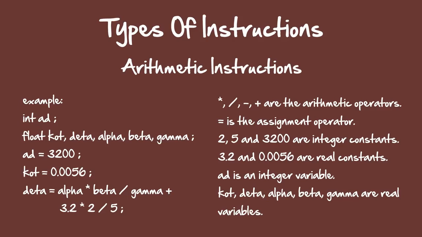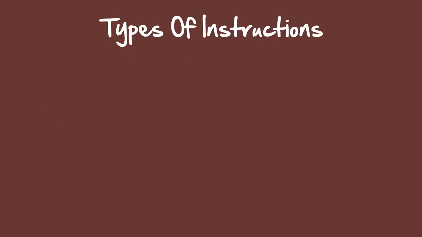2, 5 and 3200 are integer constants. 3.2 and 0.0056 are real constants. ad is an integer variable. quad, data, alpha, beta, gamma are real variables. The variables and constants together are called operands, that are operated upon by the arithmetic operators, and the result is assigned using the assignment operator to the variable on the left hand side.